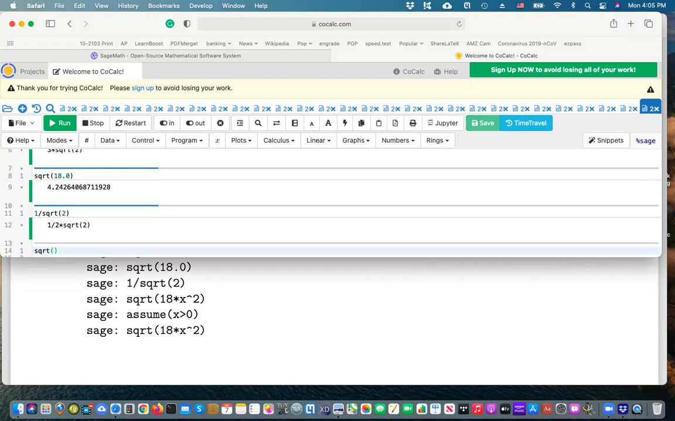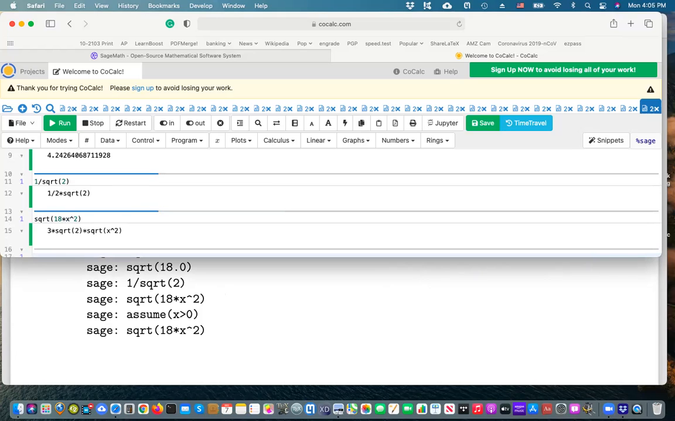You could simplify it, type this over here, square root. This may seem strange to you. I'm going to type in what I'm seeing: square root of x squared. Then hit the shift return button, and it returns something to me. Did I type that in right? Yeah, I did. You notice it didn't do anything to the square root of x squared.